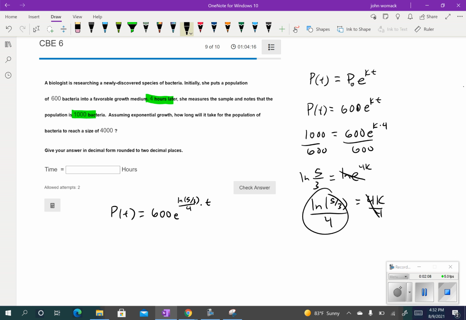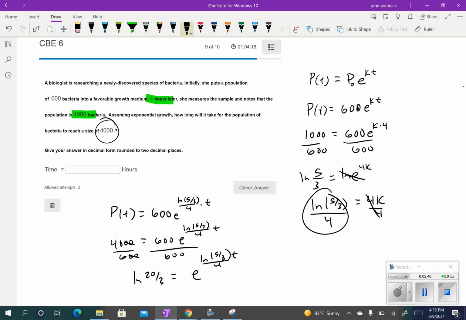Now answer the question. The question actually was, assuming exponential growth, how long will it take for the population of the bacteria to reach 4,000? So that's the population. Plug 4,000 in there. And I've got to solve for T. So I'm going to divide by 600. Cancel out some zeros. 40 over 6 was like, what, 20/3? Equals e to the ln of 5/3 T divided by 4.